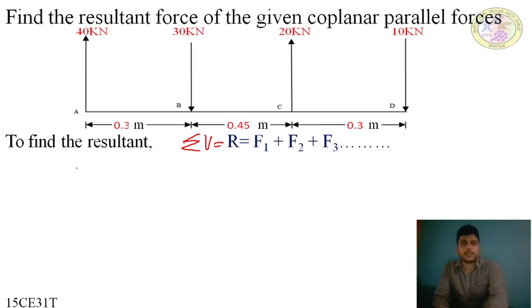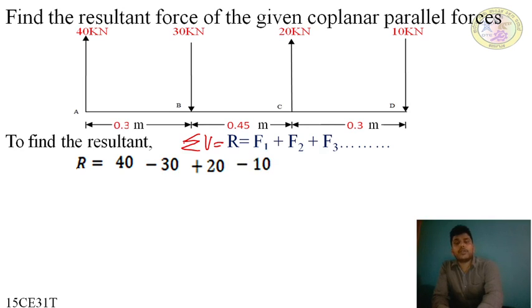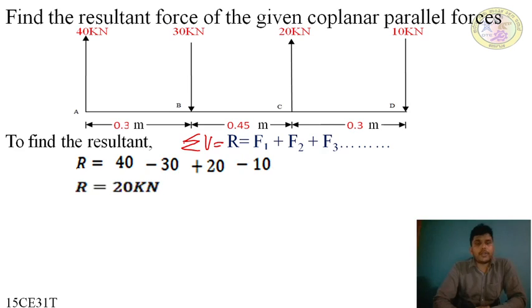Next, the resultant will be equal to F1, which is 40 kilonewton in the positive direction, which is upward. Now the 30 kilonewton is in the downward direction, negative, and 20 kilonewton is upward, which is again positive. Lastly, 10 kilonewton is in the downward direction, which is negative. The summation of this total will be equal to 20 kilonewton positive.